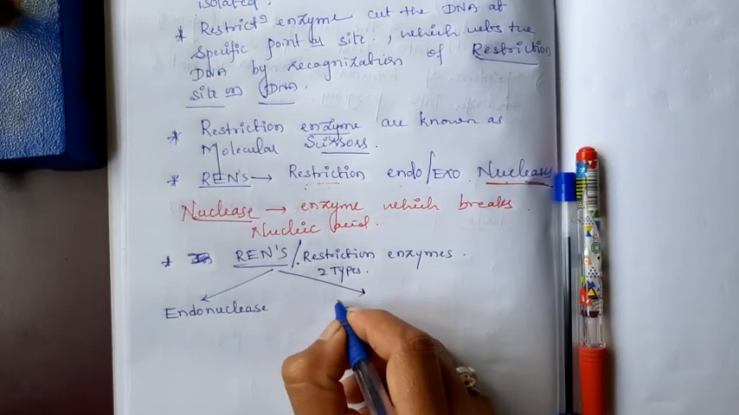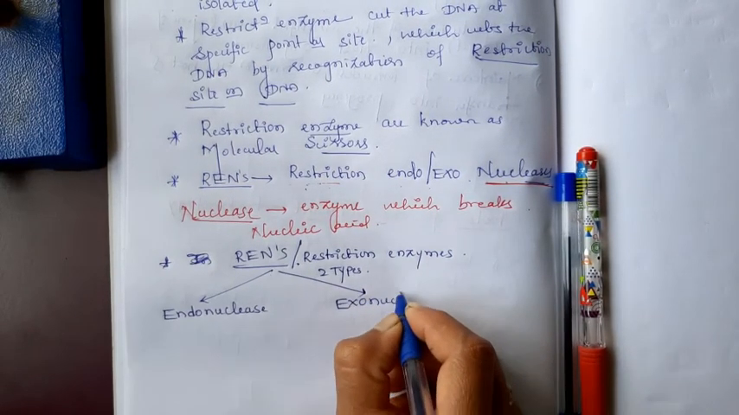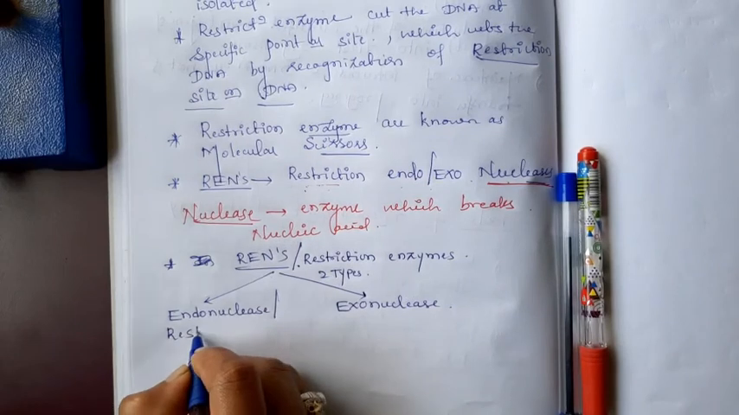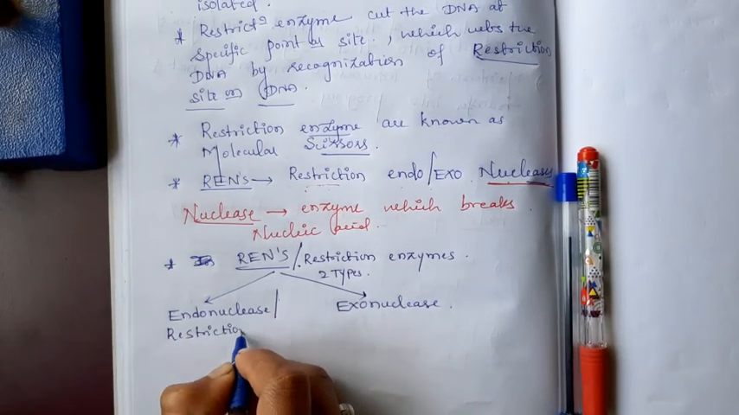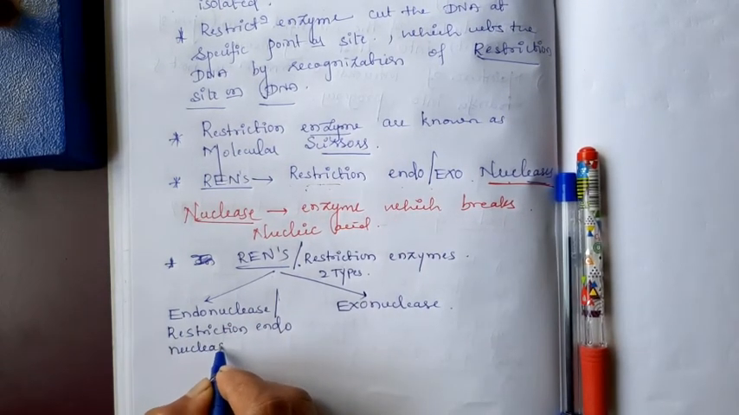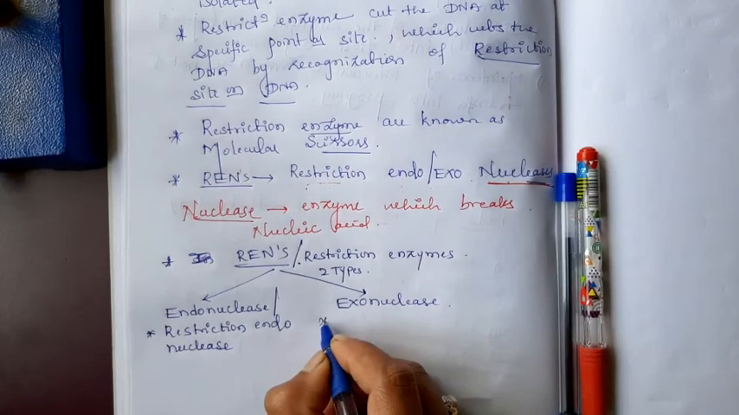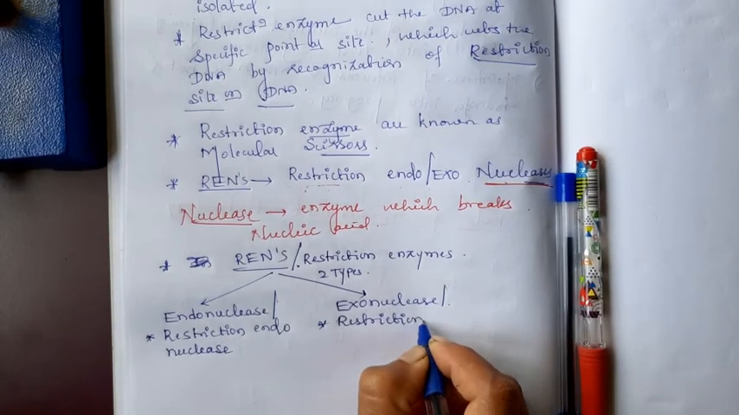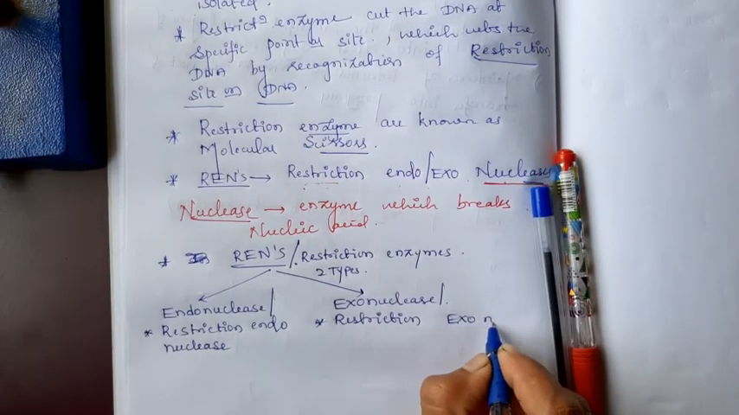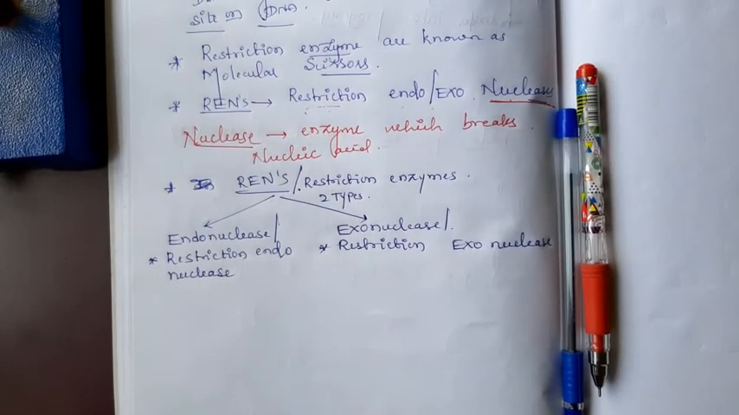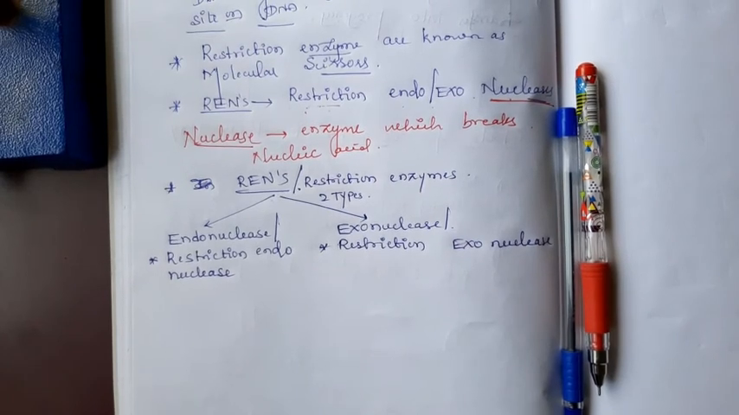Endonuclease and exonuclease. Distinction between endonuclease and exonuclease: endonucleases are the enzymes which cut the DNA in the middle. Okay.